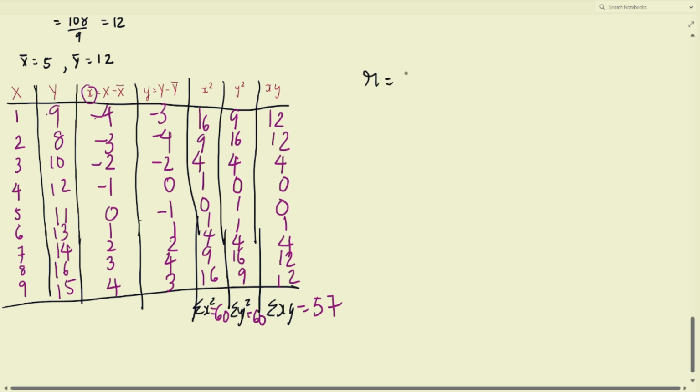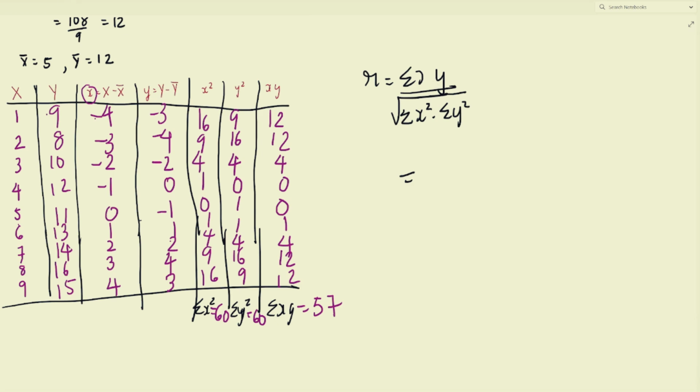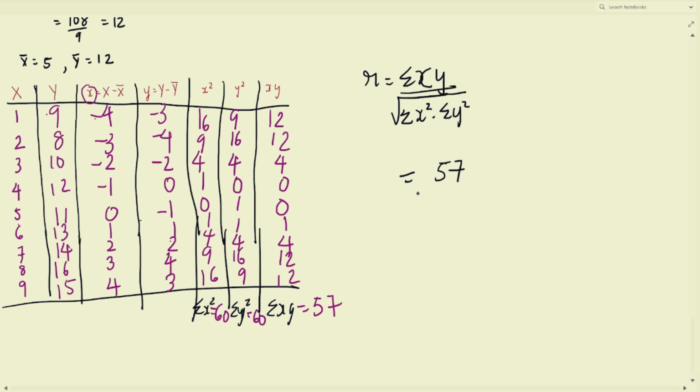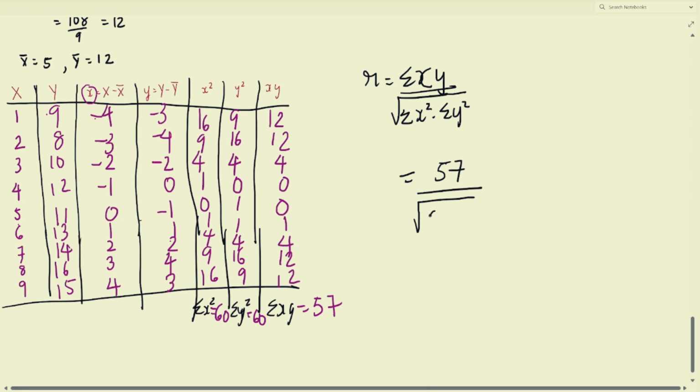So according to the formula, it is the summation of xy upon the root of the summation of x square into the summation of y square. Don't get confused here, it's not x into y, it's xy. So the summation of xy is 57, and under the root we have 60 into 60. So 57 under the root of 3600. The final answer should be r equals 0.95.